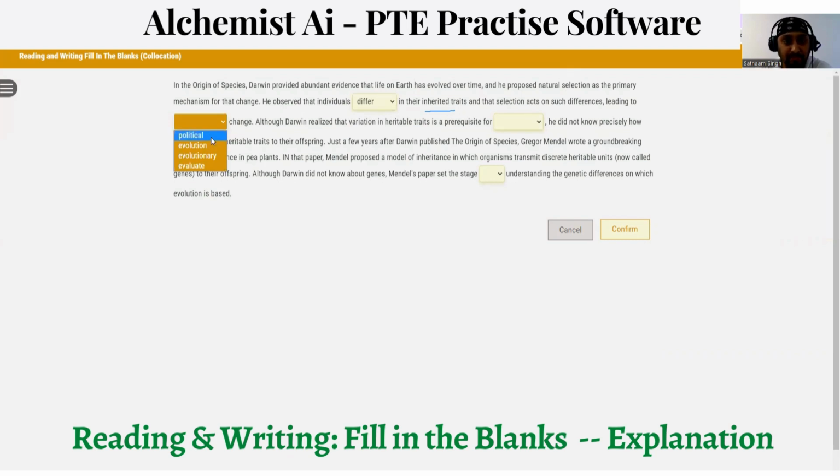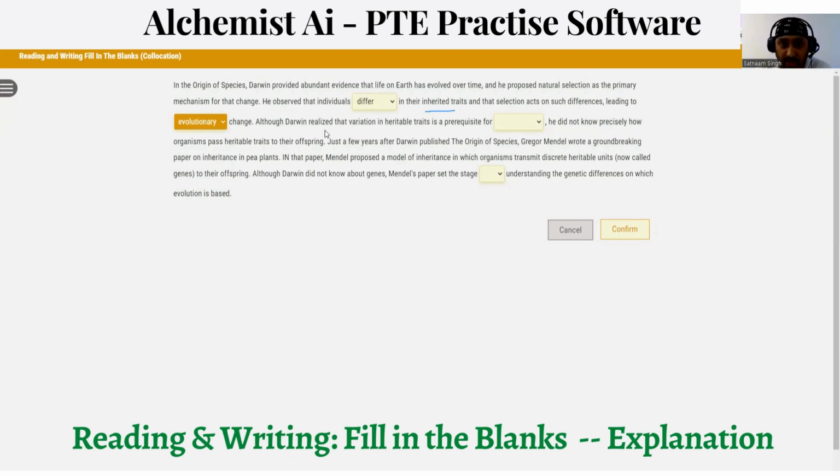Differ in their inherited traits and that selection acts on such differences, leading to dash change. Okay, so we can't say political change. It's not about politics, can't be evaluated. It's either evolutionary or evolution. Now the word change is a noun, so I'll go with evolutionary, because evolutionary is an adjective.